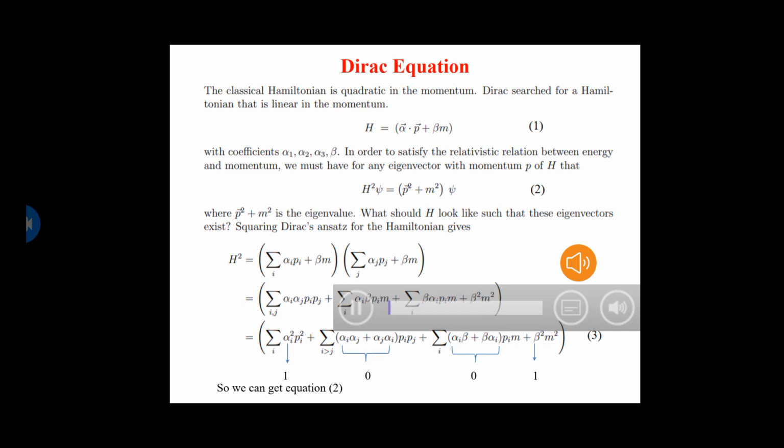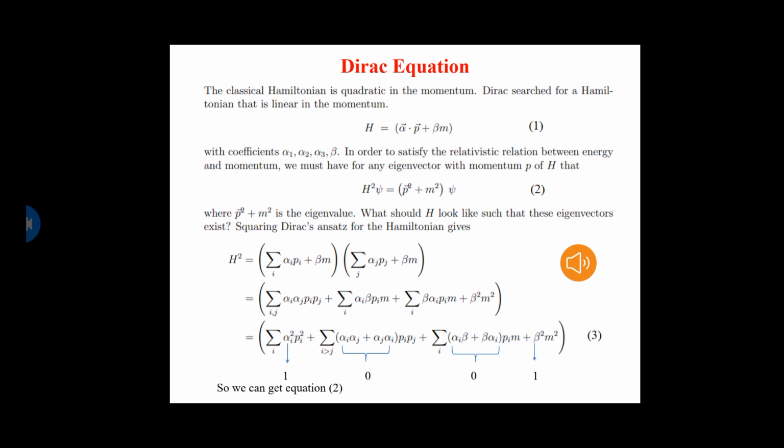And now here is the Dirac equation. The classical Hamiltonian is quadratic in momentum. Dirac searched for a Hamiltonian that is linear in the momentum. Here H is equal to alpha dot p plus beta m, marked as equation number 1, with the coefficients alpha 1, alpha 2, alpha 3 and beta.